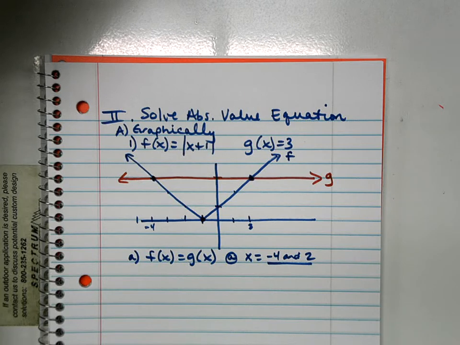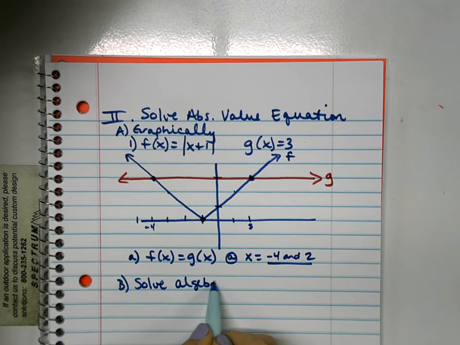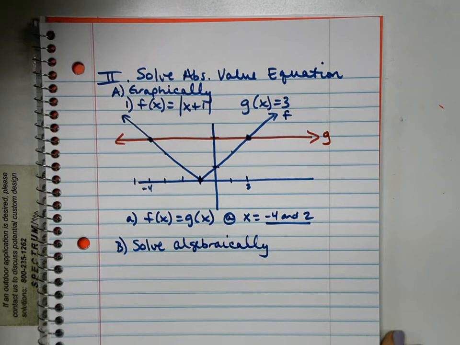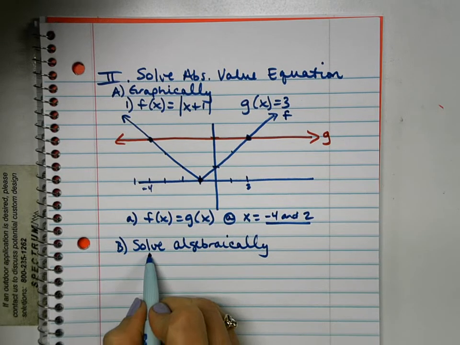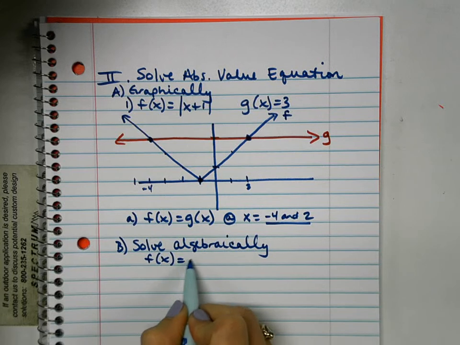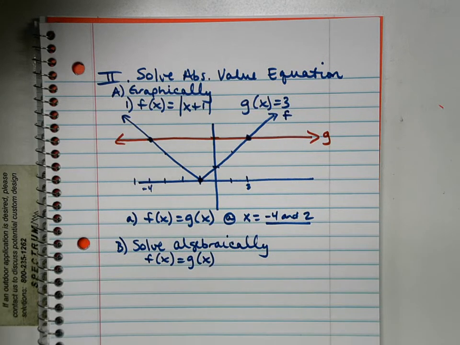Now we're going to do it analytically, or algebraically is actually what it's going to say. So for part B here, we're going to solve it algebraically. We'll write it out this first time, and then from here on out we'll just go A is graphically, B is algebraically, or analytically is another way. And what we're going to do is we're going to figure out where does f of x equal g of x. And we think we already know the answers to this. We think it's -4 and 2. Okay? f of x is the absolute value of x plus 1.